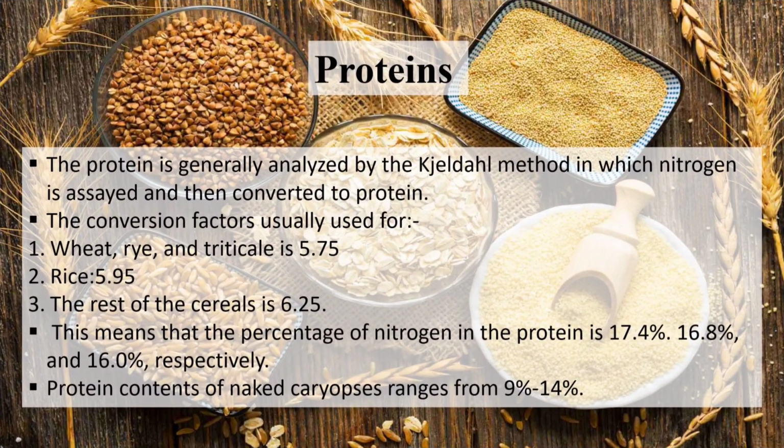Next constituent is proteins. The protein is generally analyzed by the Kjeldahl method, in which nitrogen is assayed and then converted to protein. The conversion factor usually used for wheat, rye, and triticale is 5.75. For rice, it is 5.95, and for the rest of the cereals it is 6.25. This means that the percentage of nitrogen in the protein is 17.4%, 16.8%, and 16.0% respectively. Protein contents of naked caryopsis range from 9% to 14%.